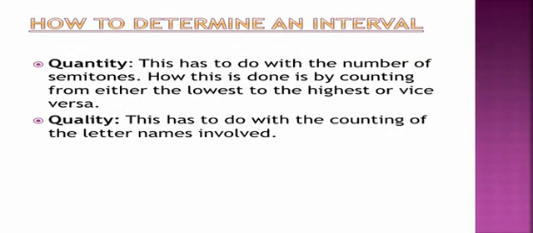And how do we determine an interval? There are two ways that we determine an interval. First is called quantity. This has to do with the number of semitones. How this is done is by counting from either the lowest to the highest or vice versa. Number of semitones involved, that's what it means. And then the second part is quality, which has to do with counting of letter names involved.